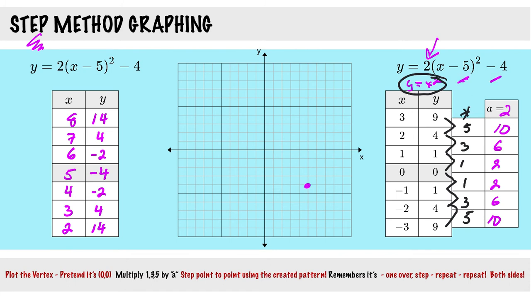Flip, keep. 1 over step 2. 1 over step 6. 1 over step 10 will take me off my chart. The same as on the left: 1 over step 2, 1 over step 6, 1 over step 10. So in each case, you're stepping from point to point, just like a staircase. And then you can graph your parabola.